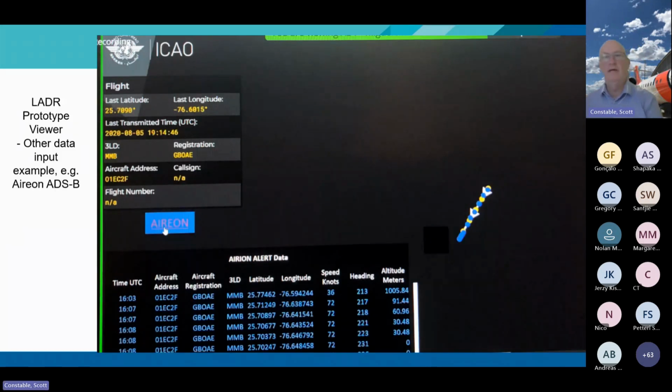In the prototype, there will be the option, I'm not sure whether the operational system will have this initially, but the idea is to expand its operation and expand the availability of data. And there you can see there was an example of space-based ADS-B from Aerion, which was imported for this trial of the prototype. But I understand that the ladder down the track could be expanded for other purposes, for other uses as well.